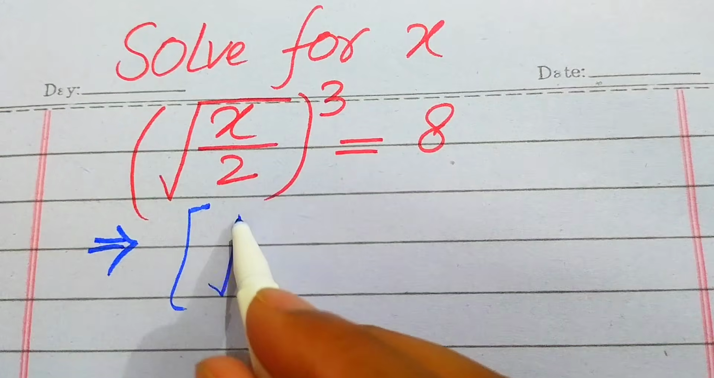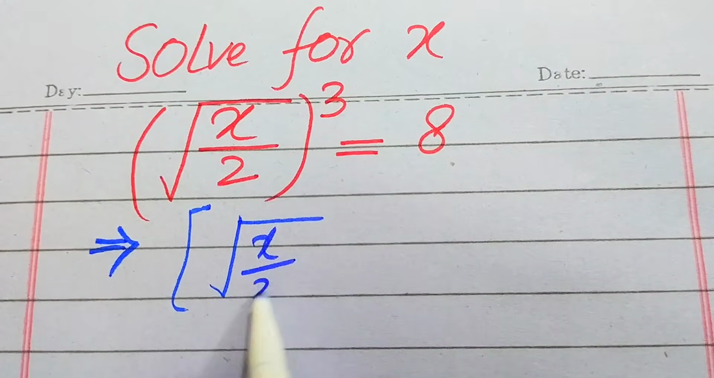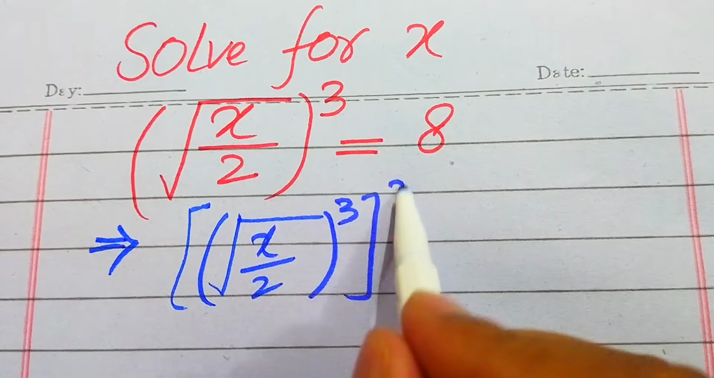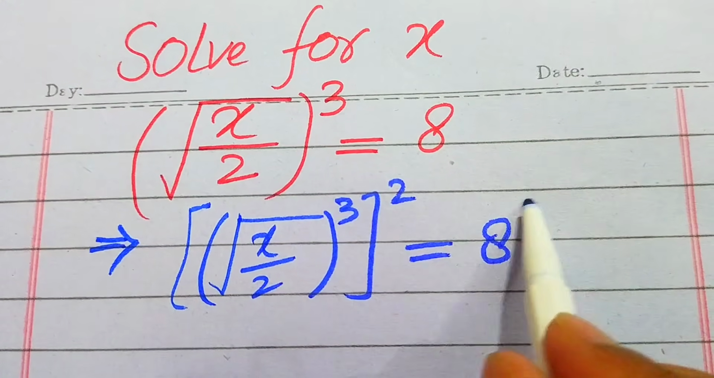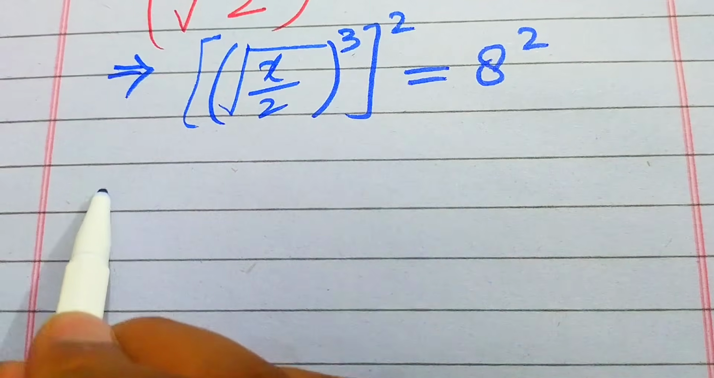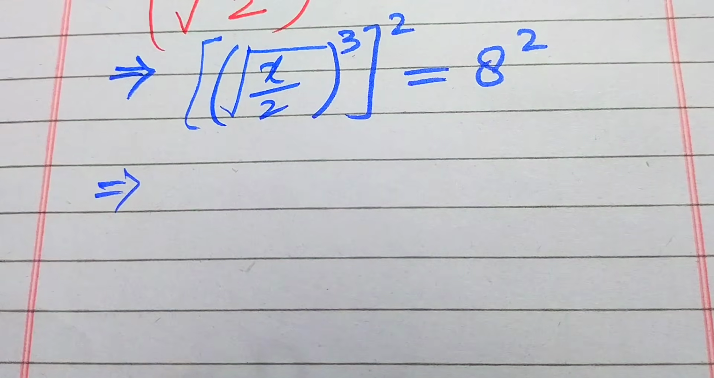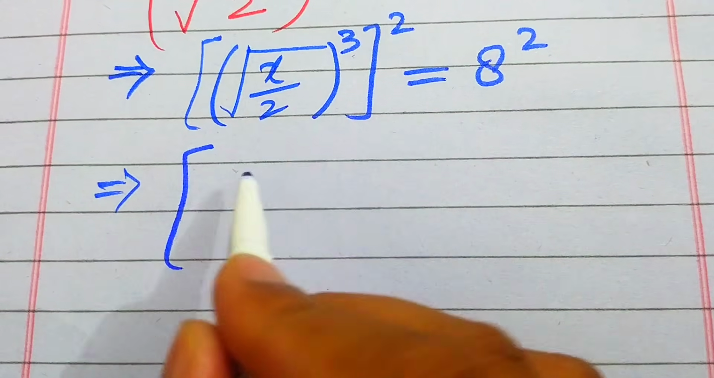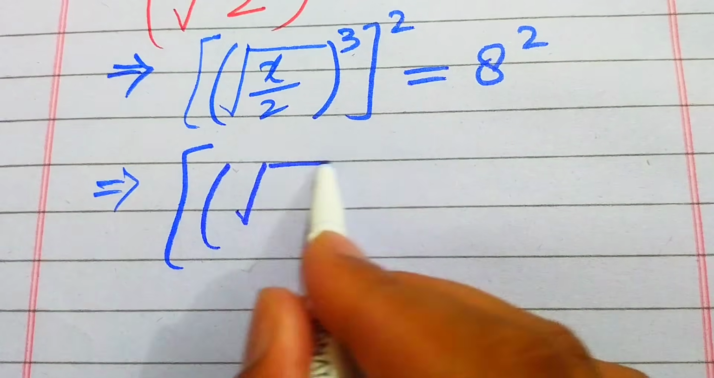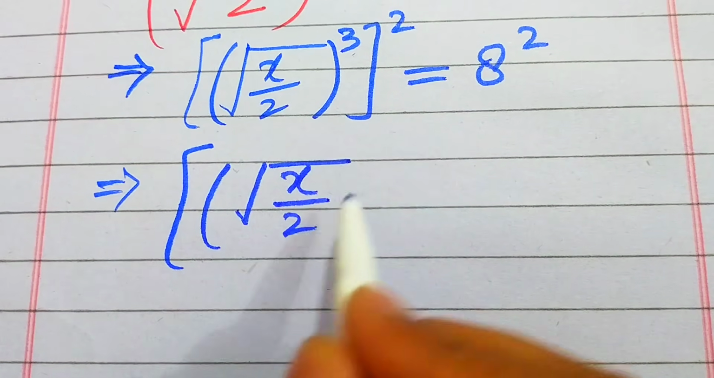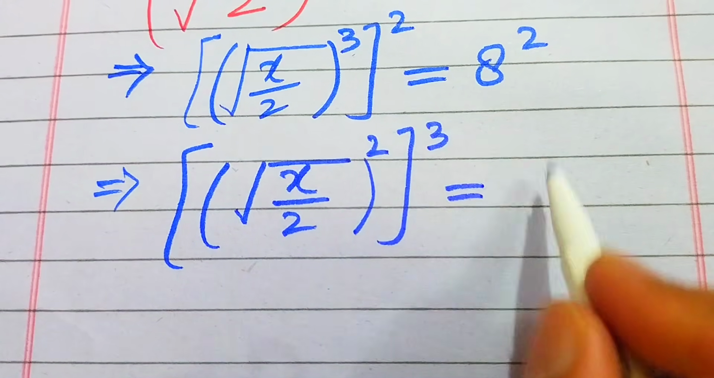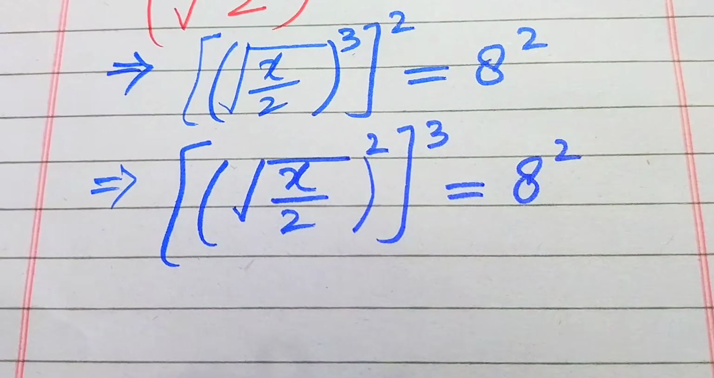This is the square root of x divided by 2, whole cubed, and its whole square, equals 8 squared. And in the next step, we interchange these two exponents: we move the square exponent inside the term, and we move the cube exponent outside the term, and it will be written as the square root of x divided by 2, whole squared, and its whole cubed, equals 8 squared.